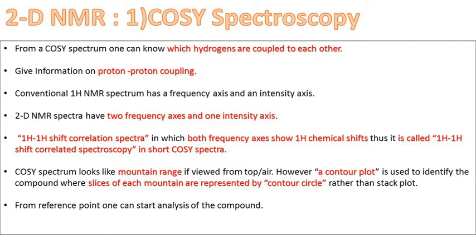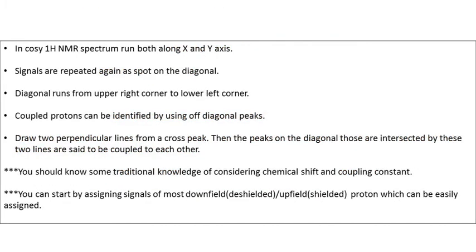In short, COSY spectra. A COSY spectrum looks like a mountain range if viewed from the top. However, a contour plot is used to identify the compound, where slices of each mountain are represented by a contour circle rather than a stack plot. From a reference point, one can start analysis of the compound.